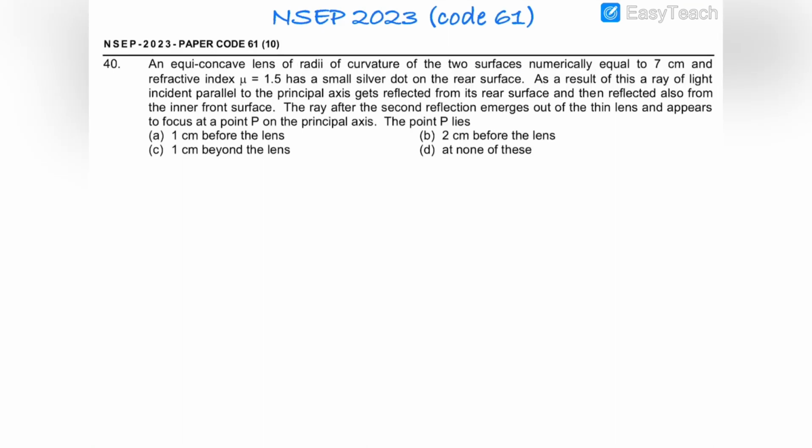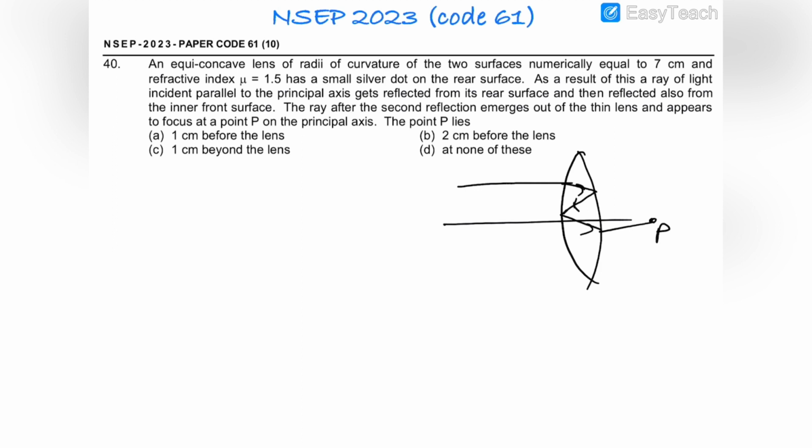In this question, you can see that there is an equiconvex lens, with the radii of curvature of the two surfaces numerically equal to 7, and the refractive index of this lens is 3/2. There is a silver dot on the rear surface of this lens, which means that a ray incident parallel to the principal axis is reflected from the rear surface, then reflected again from the front surface, then falls on the rear surface again and gets focused at some point P beyond the lens. We have to find the distance of this point P.